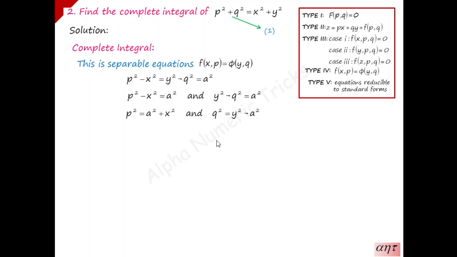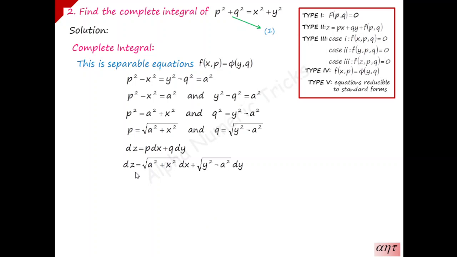Now we have to find out the values of p and q. For that we have to take the square root. So p is equal to root of a square plus x square. Similarly, q is equal to square root of y square minus a square. That is substituted in dz is equal to p dx plus q dy. Substituting, dz is equal to root of a square plus x square dx plus root of y square minus a square dy. Now you have to integrate this. Integral of dz is equal to integral of root of a square plus x square dx plus integral of root of y square minus a square dy.